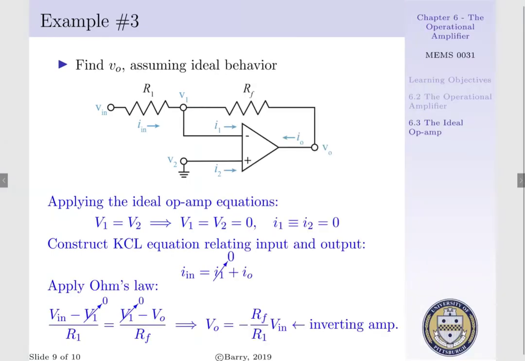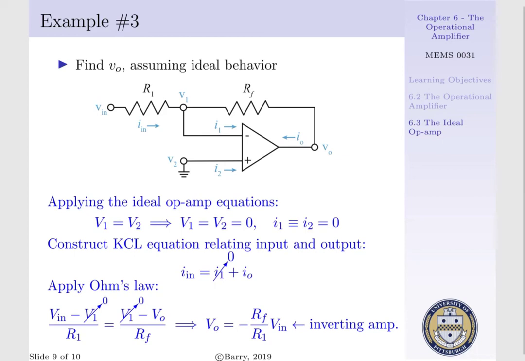If we apply Ohm's law in terms of our node voltages, I in is Vin minus V1 per R1, where V1 is equal to ground, and this is equal to I out, which is expressed as V1 minus Vout per RF. Therefore, our output voltage is equal to the negative of RF per R1 times our input voltage.